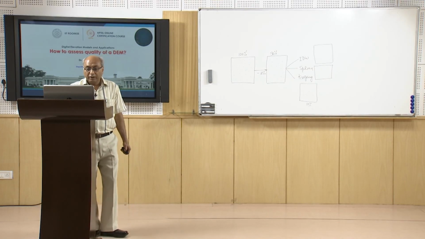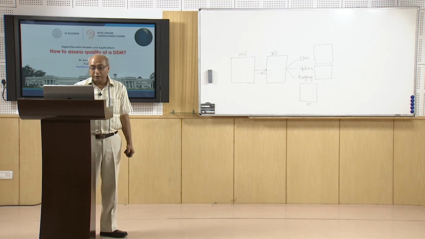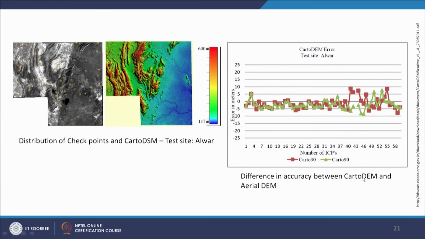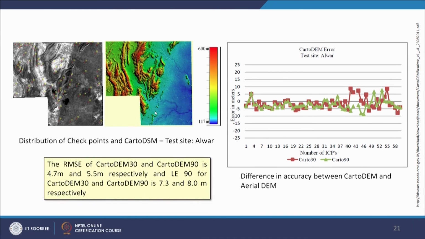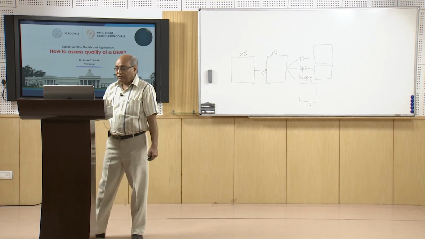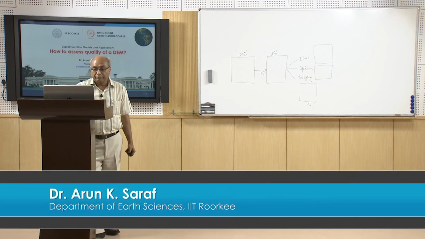One more example, Rajasthan, not as rugged as Dharamsala, and the corresponding checkpoints are also there. So, this is the difference in accuracy of the Cartosat DEM and the aerial DEM which have been derived, and again the RMSE at 30 meter resolution and 90 meter resolution is 4.7, 5 points. So, the coarser the resolution, the error component may be higher, RMSE may be higher. If it is a digital elevation model of a hilly terrain, again the RMS error may be higher. So that has to be kept in mind.